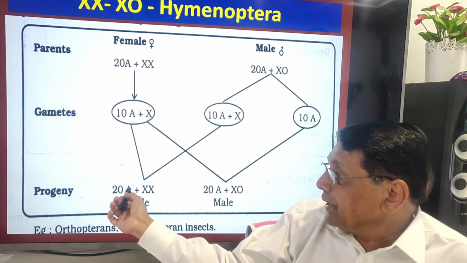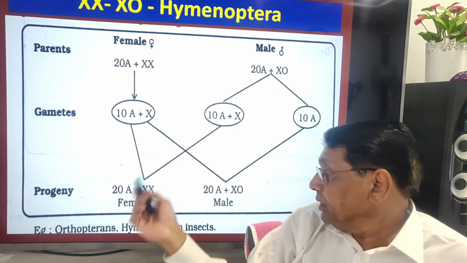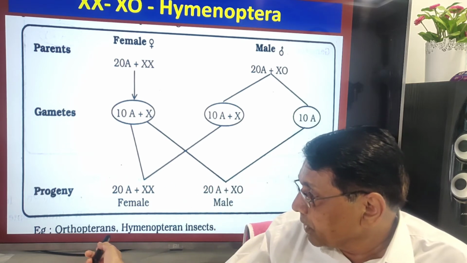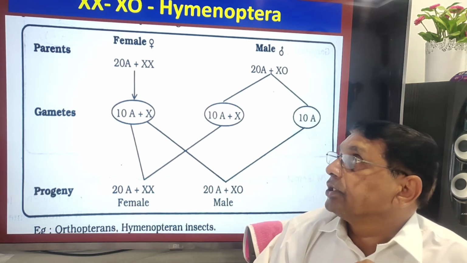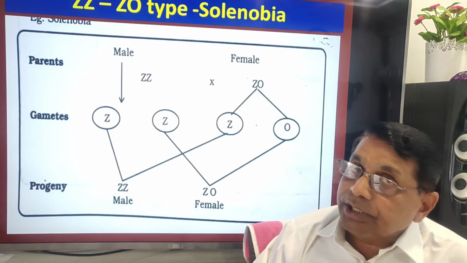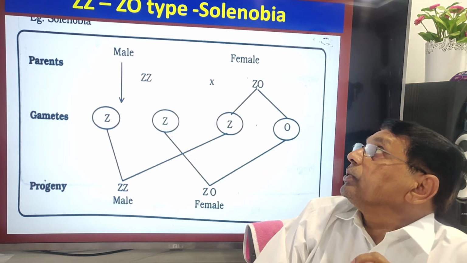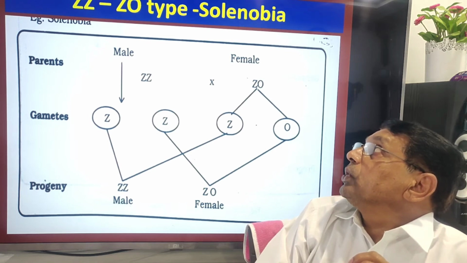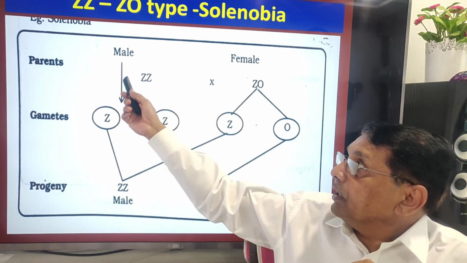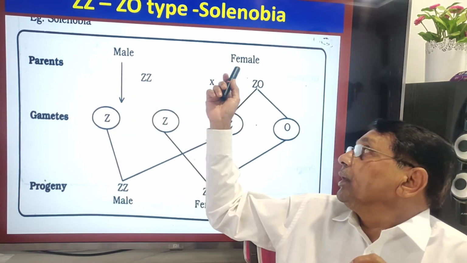So, females XX like this, males here X0. This is in Orthopterans, Hymenopteran insects. ZO type, Solenobia. In this, male ZZ, female Z0.